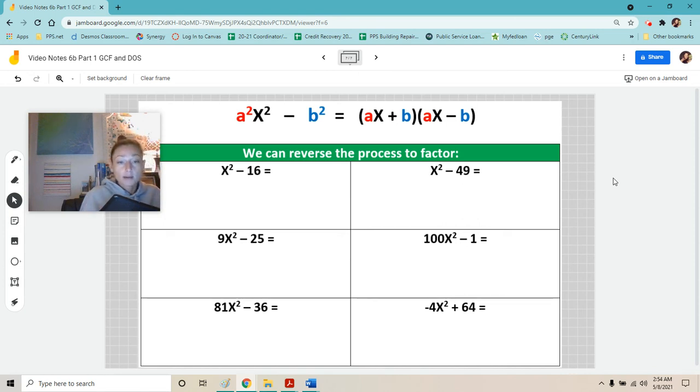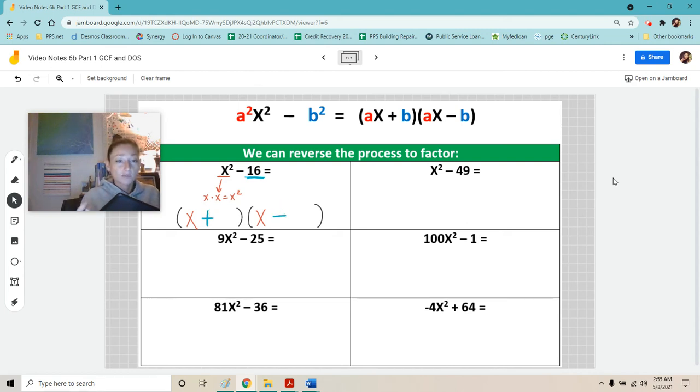So starting with x squared minus 16, I look and I say, all right, what would x squared be? That would be an x times an x. So if I was to make some factors here, I would know that both of them are going to start with an x. Then I look at this 16. Well, it's a minus, so I know that one is going to be a plus and one is going to be a minus. And then I look at the 16.